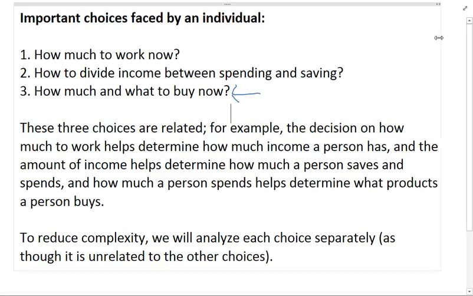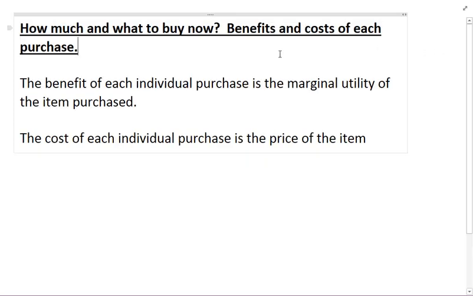Here's a slide I took from the first video. We're looking at these three choices faced by individuals. Video 1 looked at this one, and then video 2 looked at this one. This leaves the final choice, how much and what to buy now. So we're going to look at this one in this video. Of course, these three are all related, and really we should look at all of them simultaneously, but to keep things from getting too complicated, we're looking at them separately. So, let's move on. How much to buy and what to buy now?